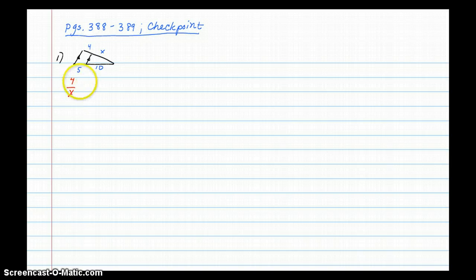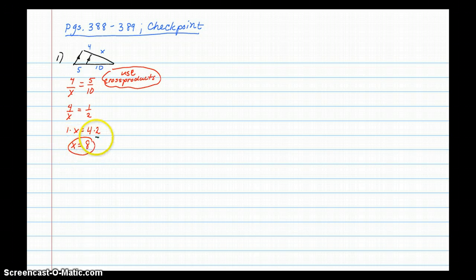The first way is going to be 4 over x. Okay, 4 goes with 5, so 5 over 10. We're going to use cross products. Before we do that, though, we're going to simplify the 5 over 10. So it's 4 over x equals 1 over 2. We're going to use cross products. 1 times x equals 4 times 2. X equals 8.